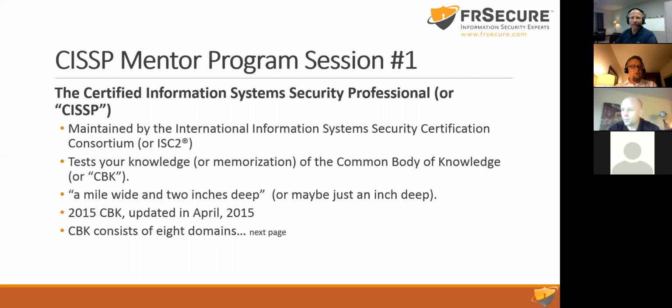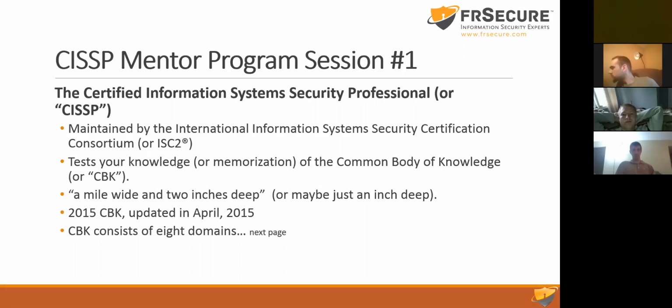So when you become a CISSP and it looks so overwhelming with all these things that you need to memorize, when you get to a job in information security, you're not going to be doing all of that. You can't be an expert in all of this. So pick what parts of security really pique your interest and really focus on being an expert in those things. A mile wide, 2 inches deep.